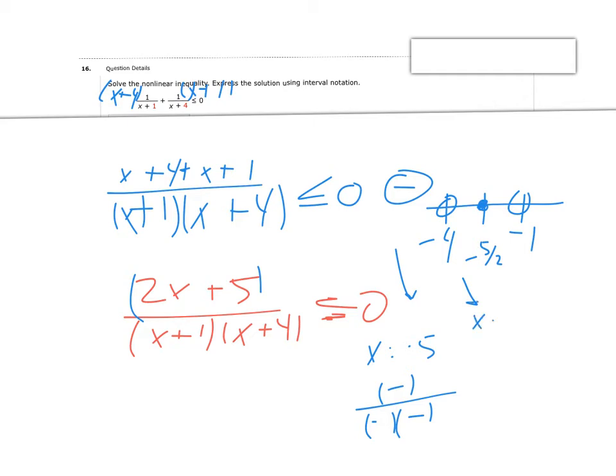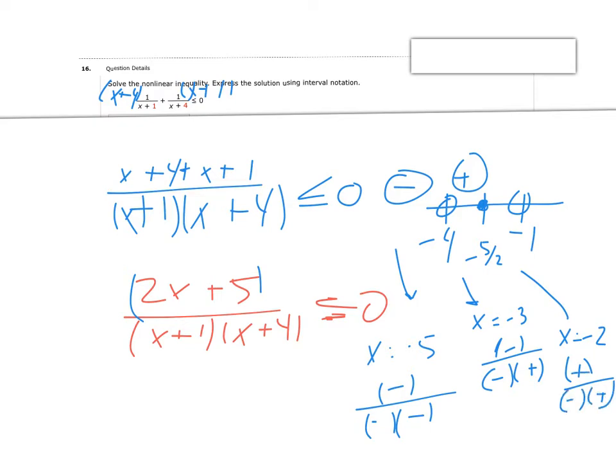Then I can test out x equals -3 right here. -3 will make the top negative, but the bottom we're going to have one negative and one positive, so that's going to switch to positive. If I try out x equals -2, that will now make the top positive, but the bottom will have one negative in it, so that'll be negative. And then if I try x equals 0, that's going to make everything positive, and so that'll be a positive.